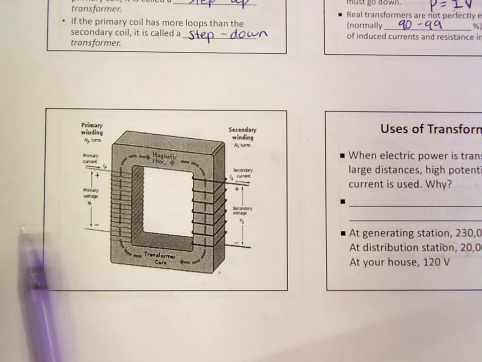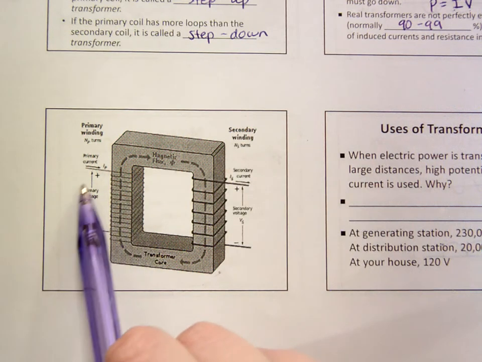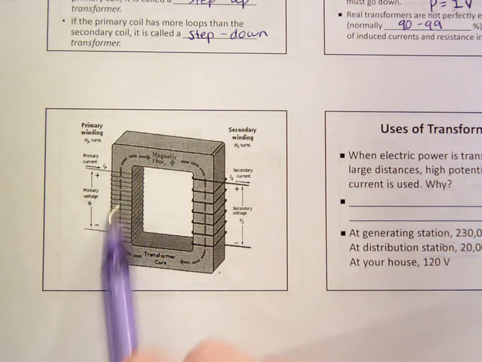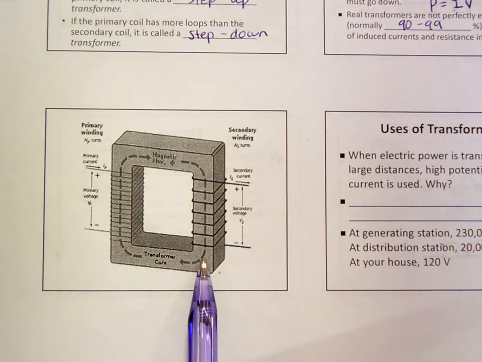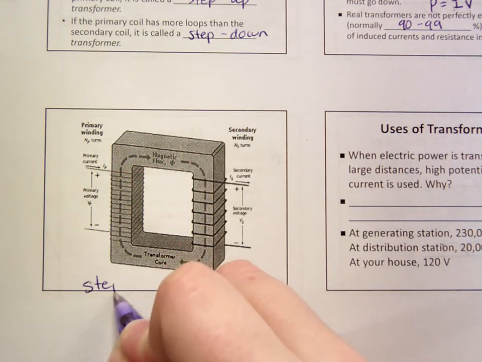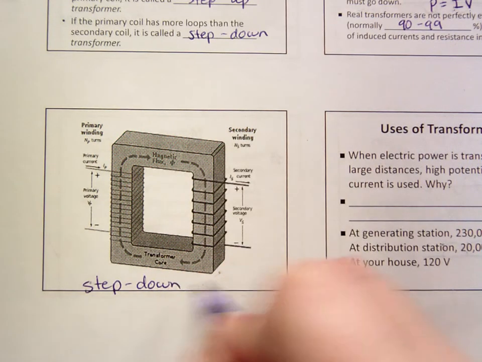Well, if you look at this drawing, it says this is your primary voltage and your primary coil. So this one has more loops than the secondary. So it's going from more loops to less loops. So this is an example of a step-down transformer.